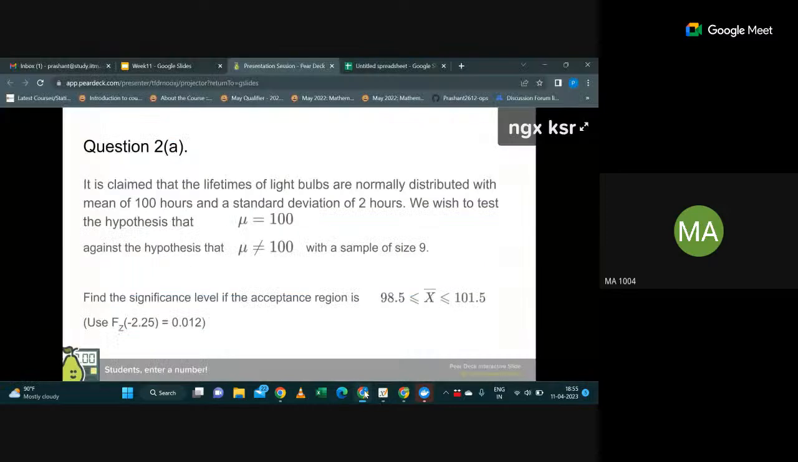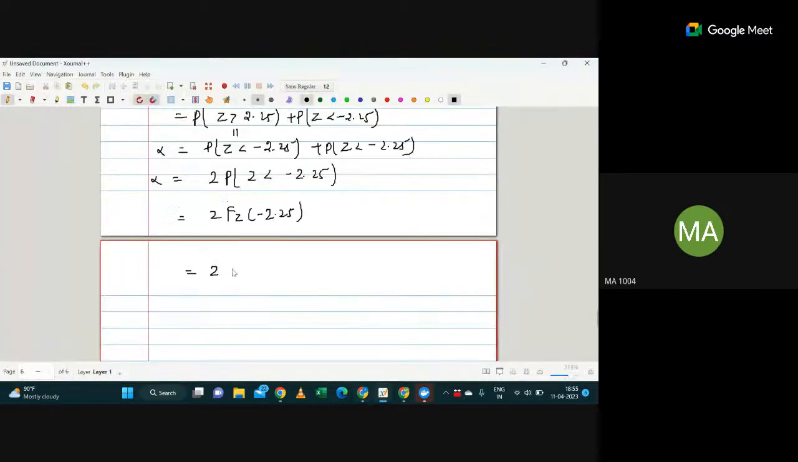The value of F of z at minus 2.25 is given in the question. What is that? 0.012. Someone has entered this value directly, right? So what will be 0.024, right? This is the value. Okay, so this is clear to all of you?